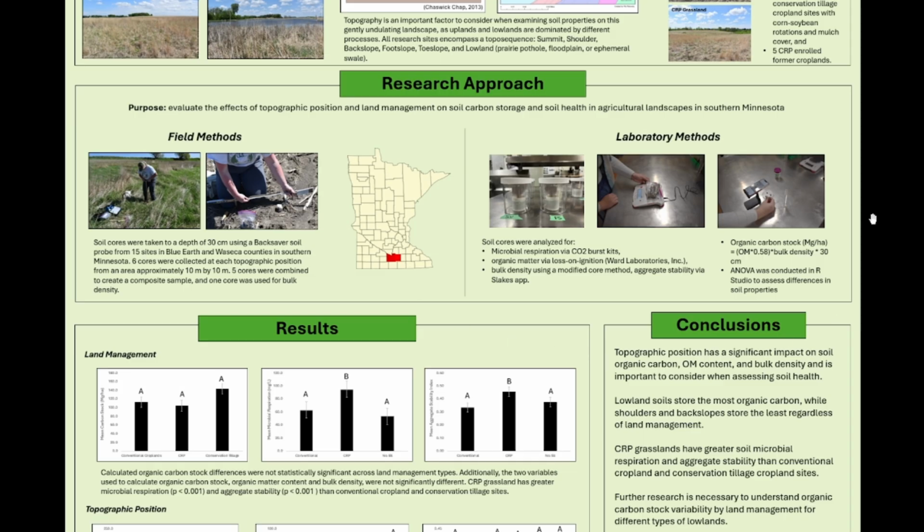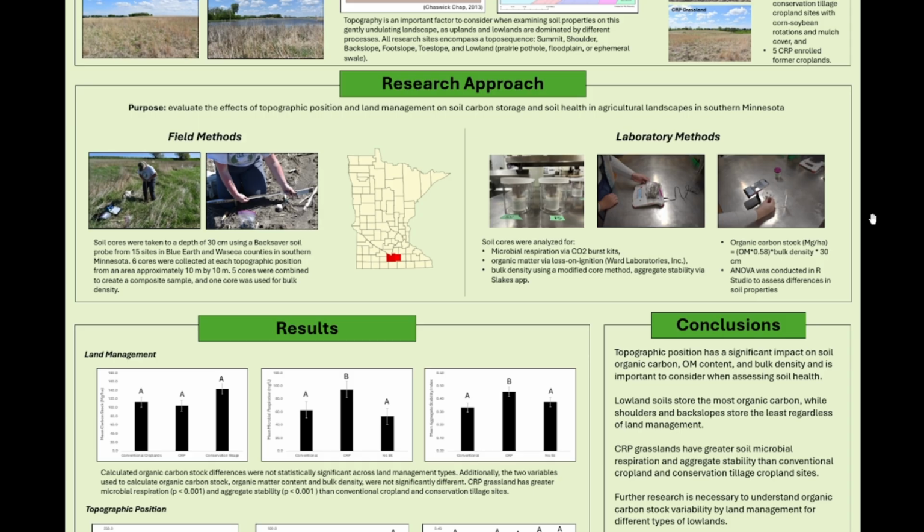For our laboratory methods, these soil cores were analyzed for microbial respiration via Solvita CO2 burst kits. We sent our samples away to Ward Laboratories in Kearney, Nebraska, where they analyze our soils for organic matter via loss on ignition. We also analyze our soil for bulk density using a modified core method from the core we set aside when we were taking our samples, as well as aggregate stability via the SLAKES app.